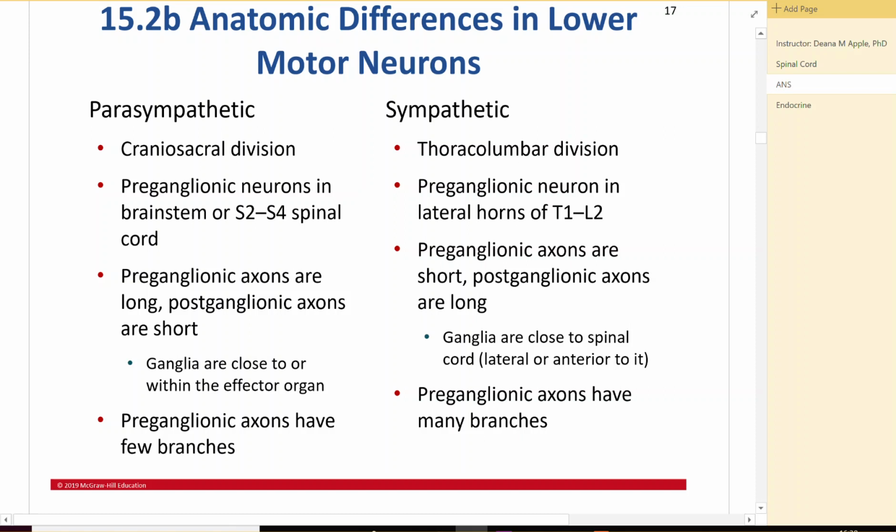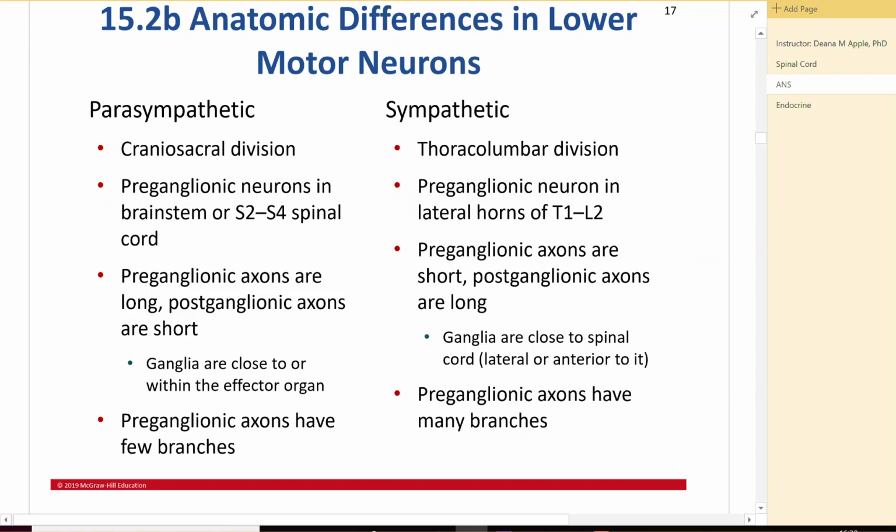Sympathetic are going to be thoracolumbar, so thoracic and lumbar area of the spine. The preganglionic neurons are going to start in T1 and go all the way down to L2. What happens after L2? What happens anatomically? Cauda equina. Exactly. The cauda equina comes in at L2. So does that make sense why we would stop at L2? Yeah, because it's just a bundle of nerves after that.